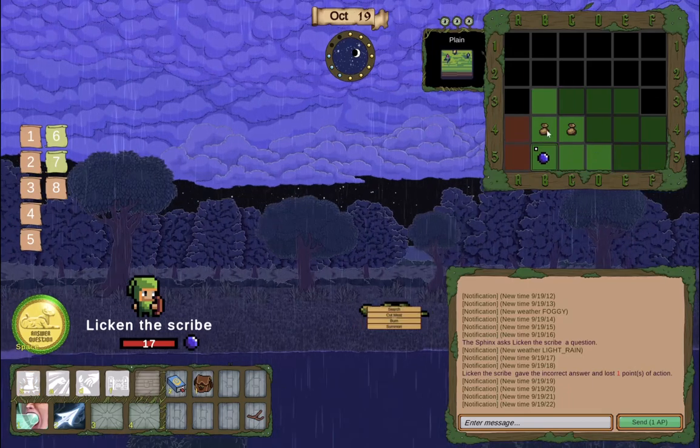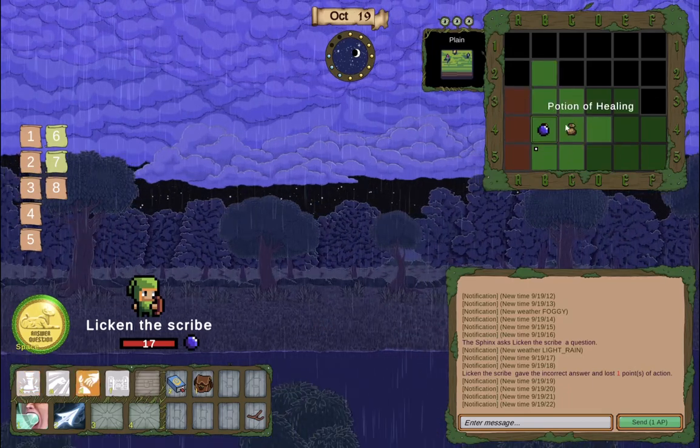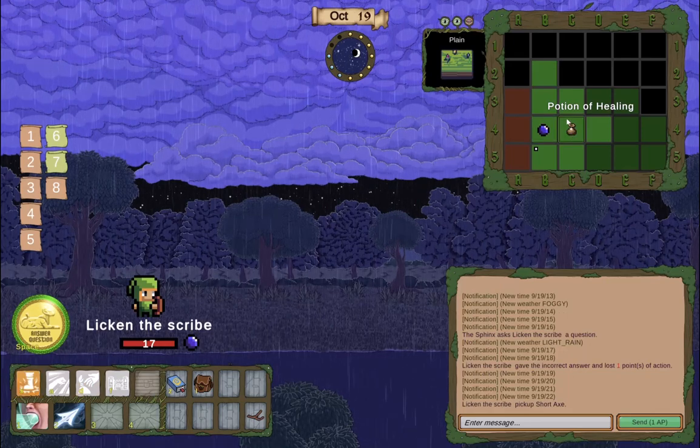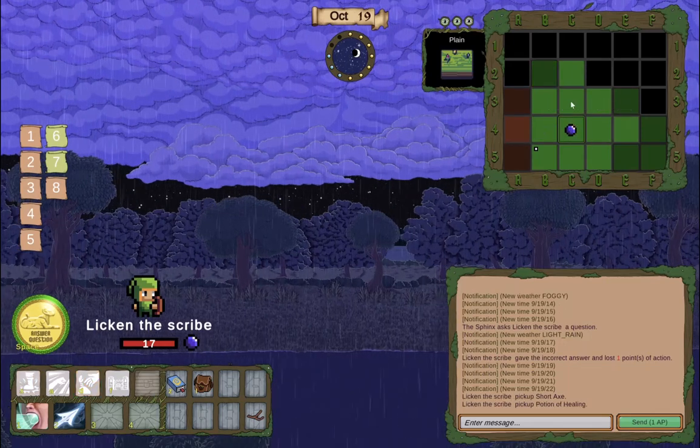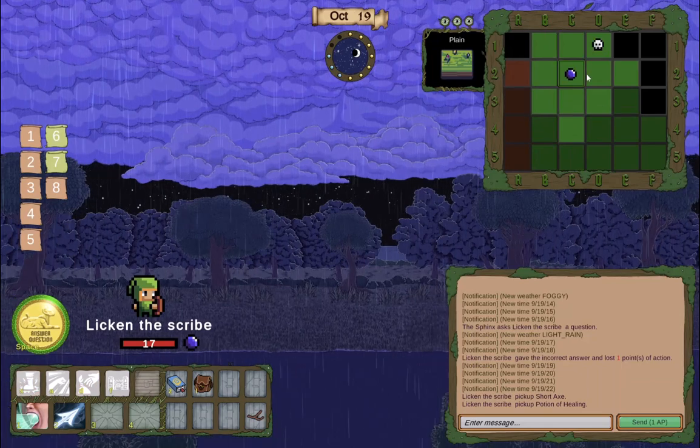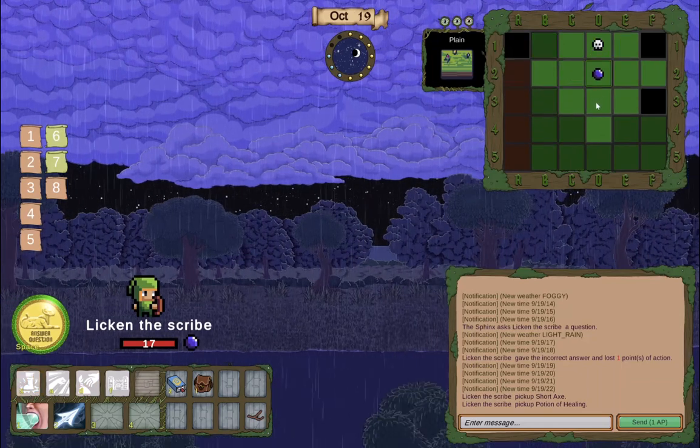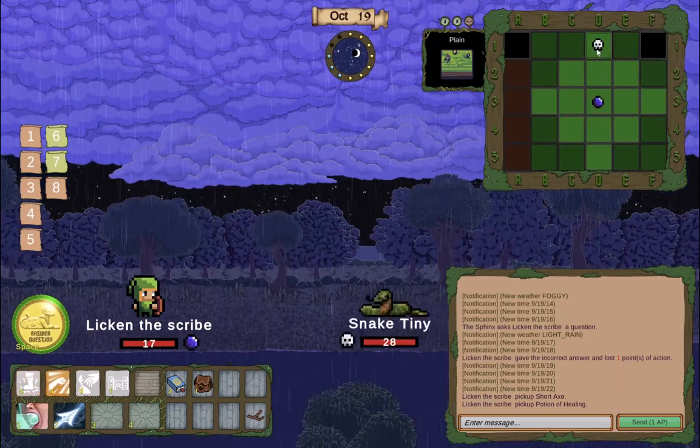I'm gonna kill something real quick. Just show you I can pick things up by pressing D. I'm going to pick some items up, and I'm going to use some action points to show you what happens when we win a stage here.